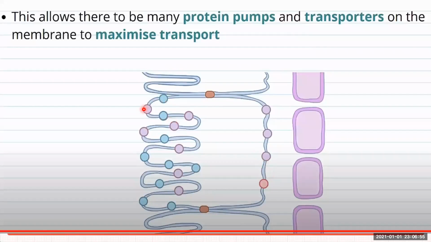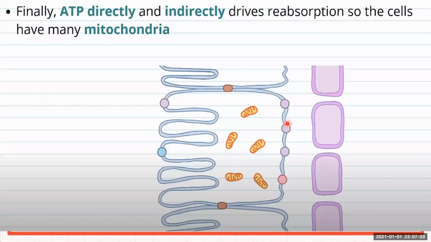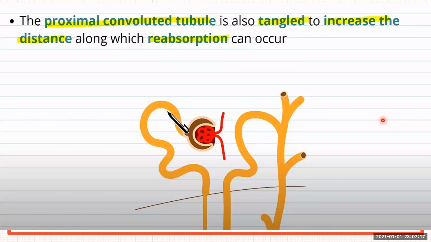Then here you can see the co-transporters through which, as sodium is being pumped in, glucose and amino acids are also being pumped in through secondary active transport. We also saw a lot of mitochondria, which provide the energy for ATP to actively transport sodium out of the cell into the blood. Besides the specialization of the epithelial cell, the proximal tubule itself is also tangled, and this increases the distance along which reabsorption can occur.